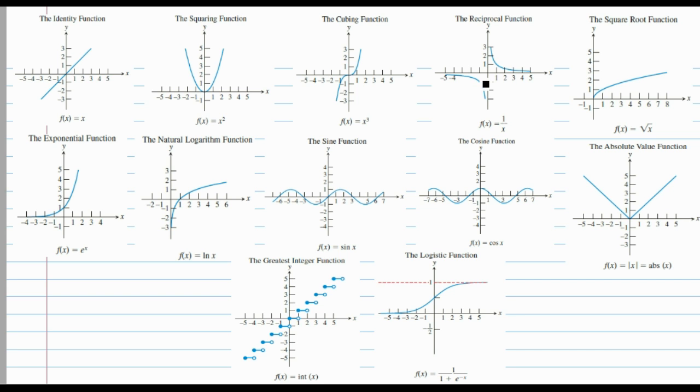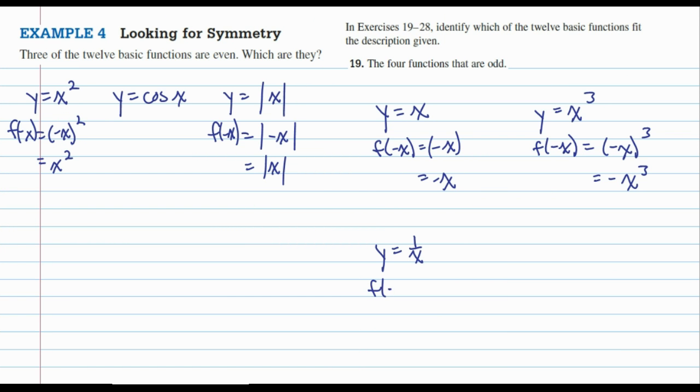Yeah, that looks odd to me too. I know it looks a little shorter here and a little shorter here, but remember those go to infinity, so it does look symmetrical. And if I plug in negative x for that one, I get 1 over negative x, which is the opposite of 1 over x. So that in fact is an odd function as well.